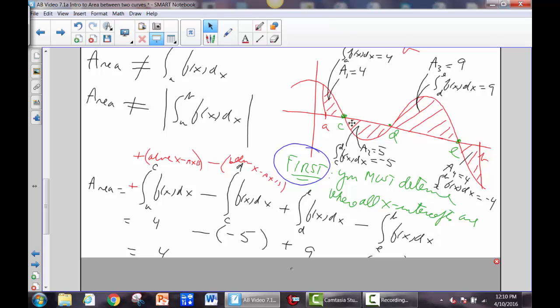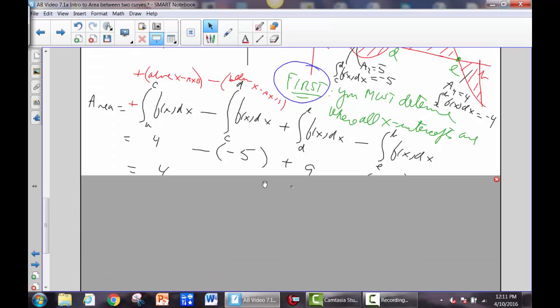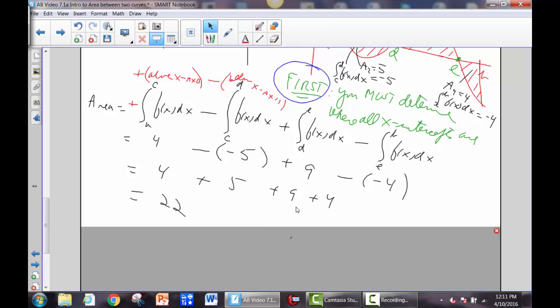Now, of course, that requires you to find the spots where it changes from above to below, which are the x-intercepts. So the first thing you'll have to do is determine where all the x-intercepts are between a and b. Okay, so obviously here, if I do add them, sorry, it's not 18, it's 22, because I forgot the last piece.